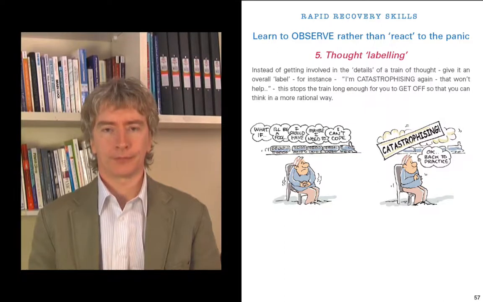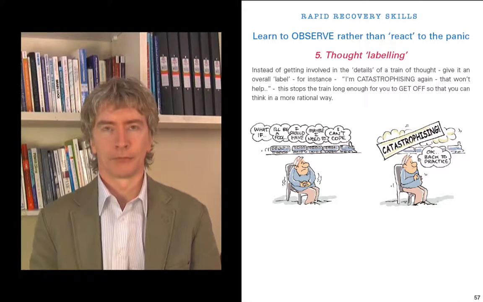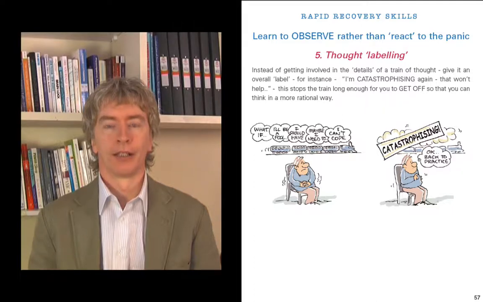So you remember this technique, label the thoughts. So what are you doing? You're catastrophizing. So just slap that label on it. I'm catastrophizing. And you can see that cuts down on all the thoughts. Instead of trying to deal with each thought as it comes up, you don't have to. You just give it an overall label. I'm catastrophizing. And that stops it in its tracks. Alright? As I've said there, it stops the train of thoughts long enough for you to get off so that you can think in a more rational, balanced way.